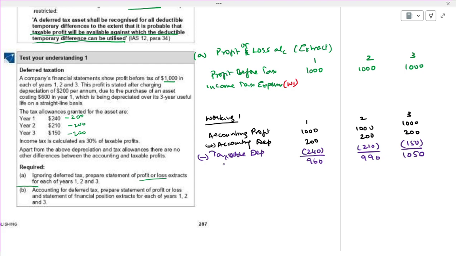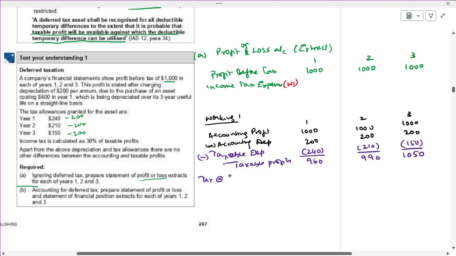Yes, Hussein and Sumaya. This is called taxable profit. First, you have to add accounting depreciation to accounting profit, then deduct taxable depreciation. Now, tax at the rate of 30%. How much will you get? 288.